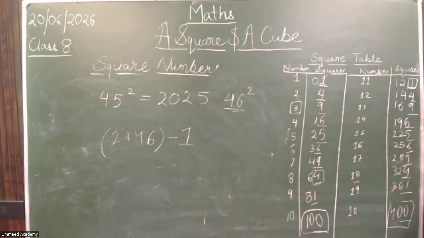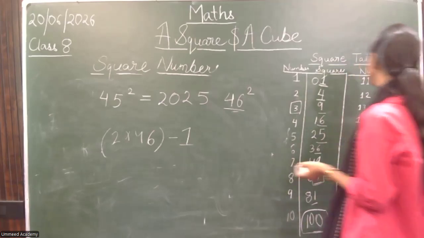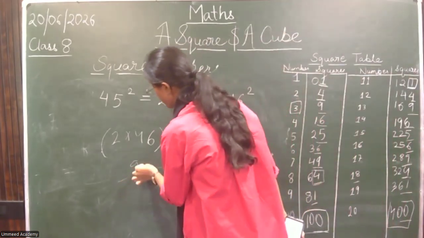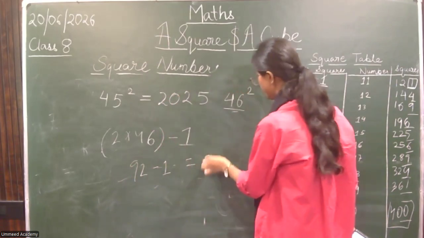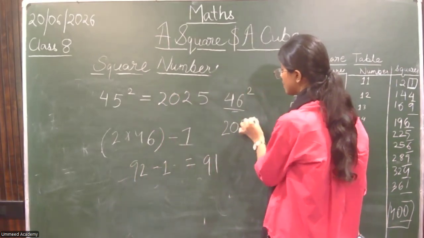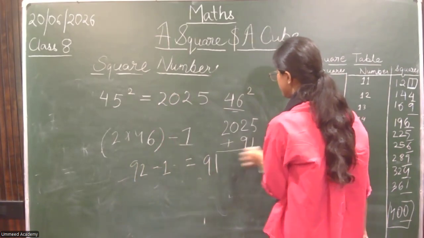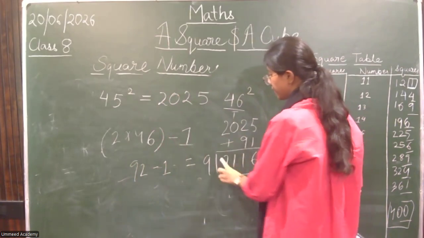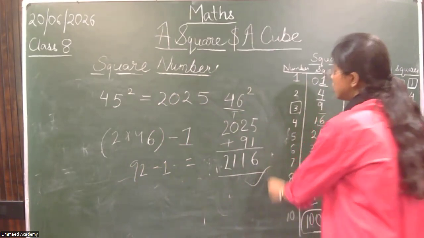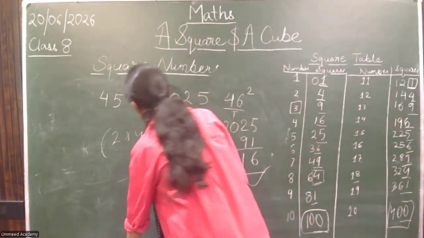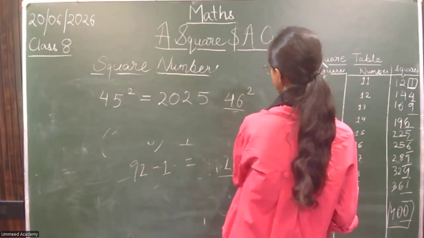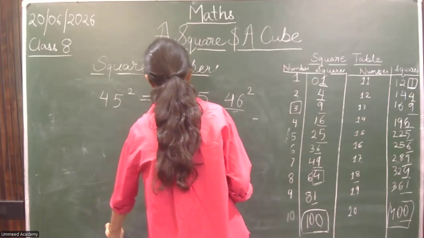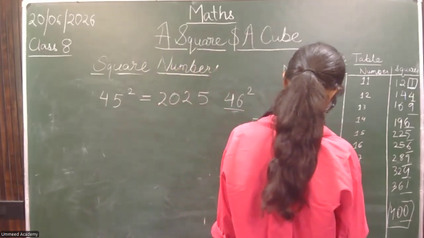2 into 46 minus 1. 2 into 46. Tell me what is 2 into 46? 92. 92 minus 1 is 91. और जब हम 2025 को 91 में add करेंगे, we will get 2116 as our answer, which is absolutely correct. So here our n changed. What we took as n there, we did it wrong in the first question, right? Yes, ma'am.